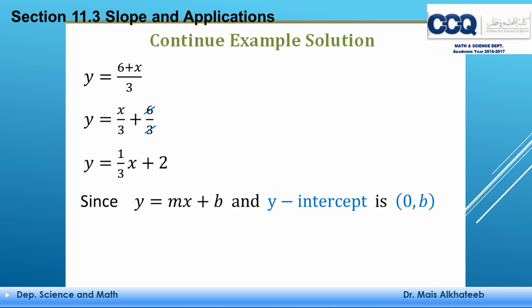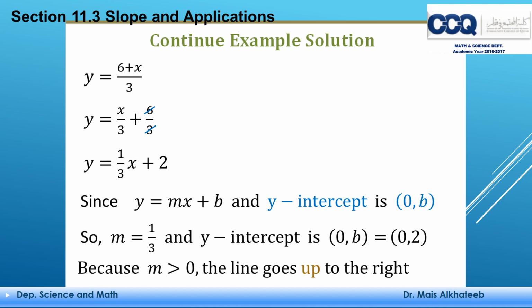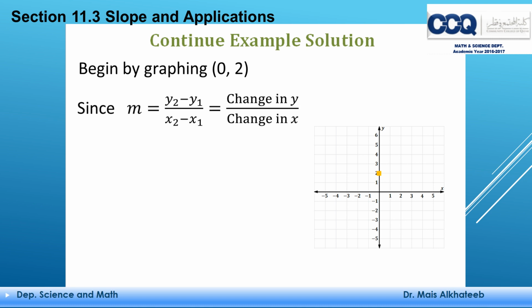So we start by the y-intercept, from mx plus b. The b is 2, which is (0, 2), the y-intercept, and the slope m is 1/3. We start by (0, 2). Since m equals 1/3 is positive, it goes up to the right. Up one step and right 3 steps. We begin by graphing (0, 2), the y-intercept.